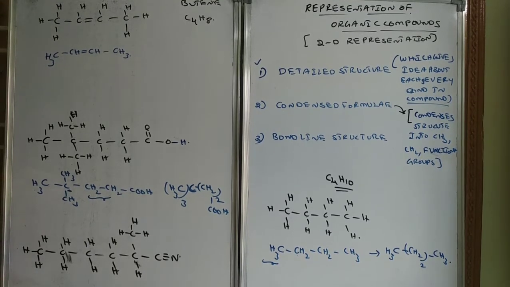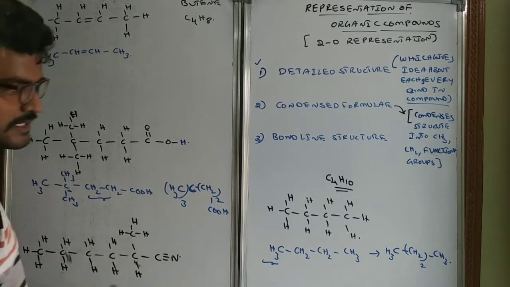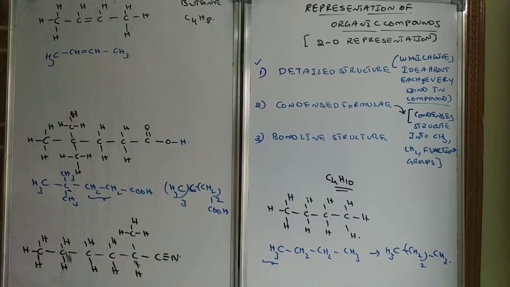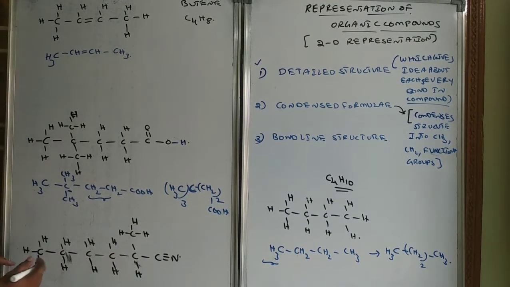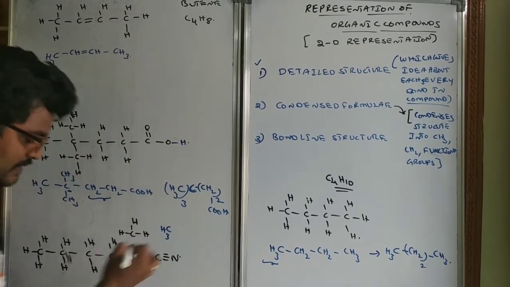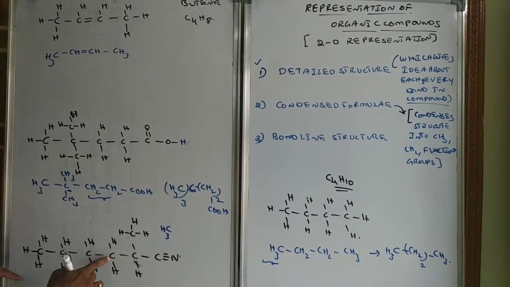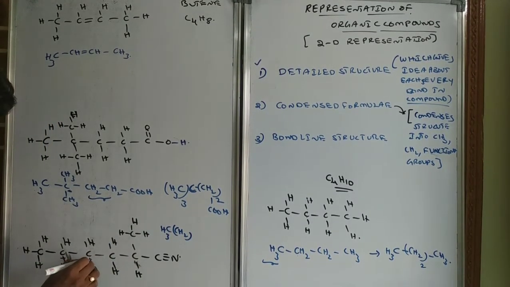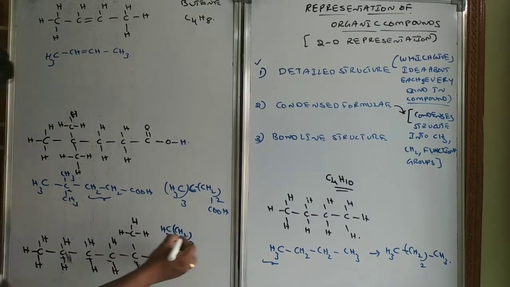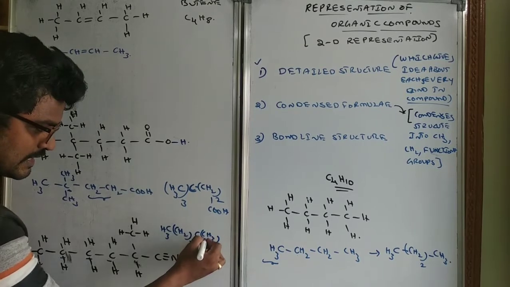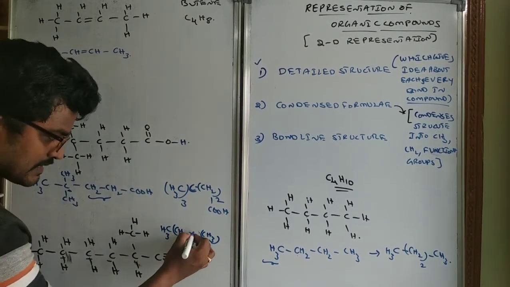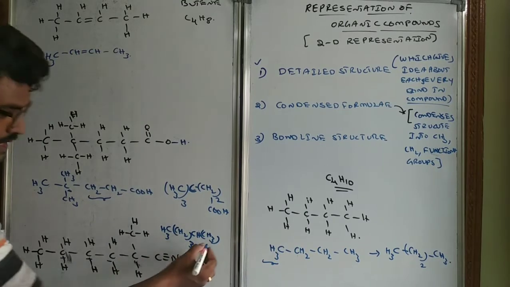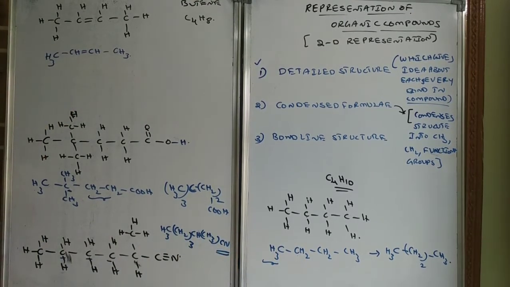And finally this one, you can represent this as, for this the place is also sufficient, I will write here: CH3, CH2, CH2, CH2. So CH2 is there 1, 2, 3 times, and CH3. Here you can write CH because one side H is there, and you can write CN. Like this we can represent the molecules in detailed structure and then condensed formula.